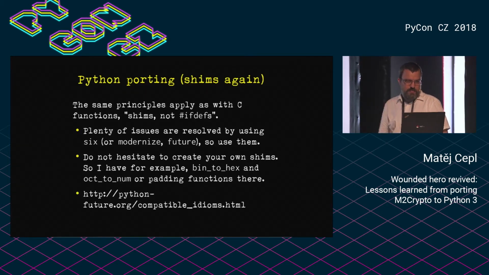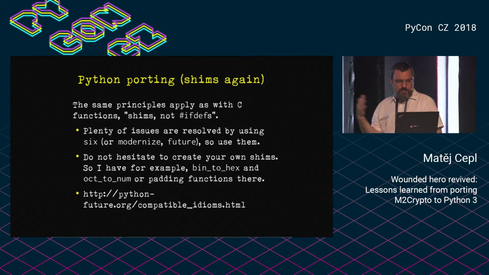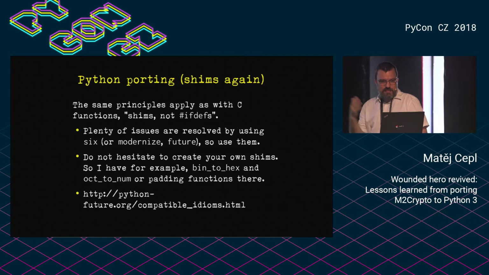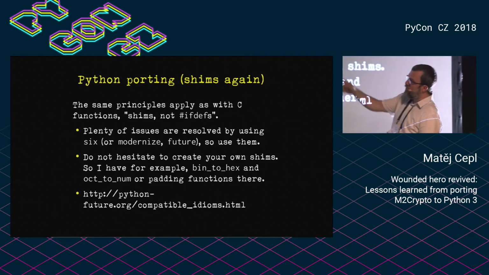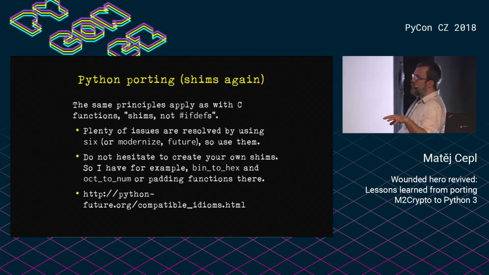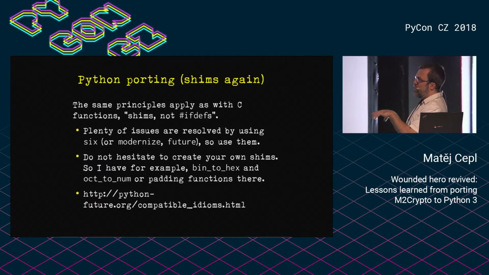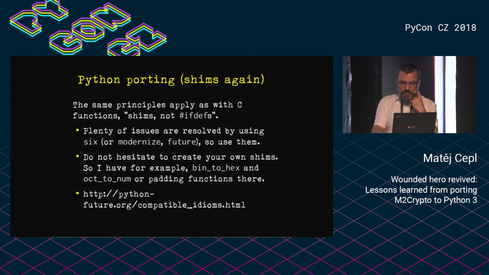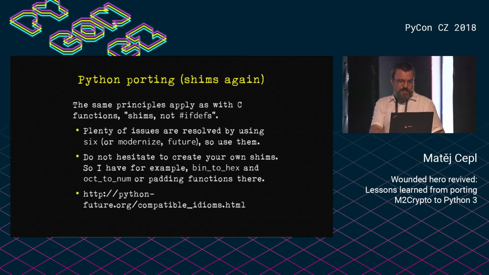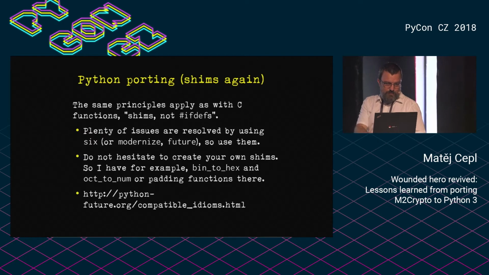Yeah, this is just the same on the Python level. Again, shims not if devs. Six is great, use it, or even better are those two later ones. Six is more like how to write Python 2 code in Python 3. These two are the other way around, which is probably better, but they were not available, or I didn't know about them when I started. So I'm using six, but yeah.